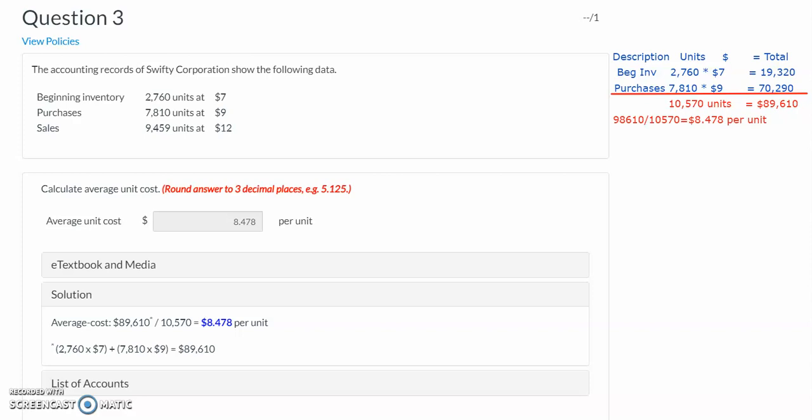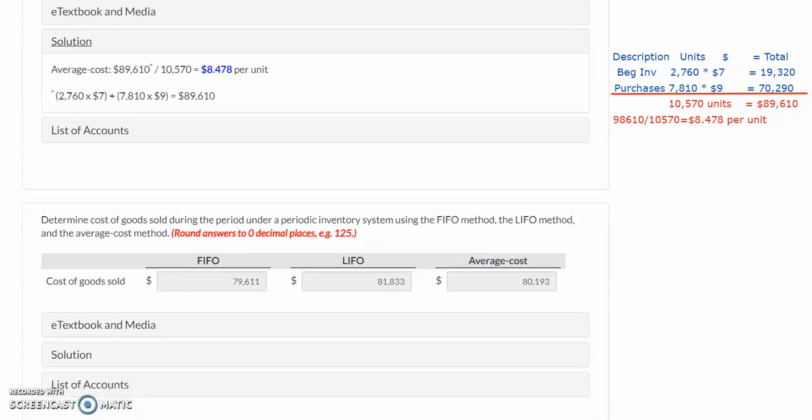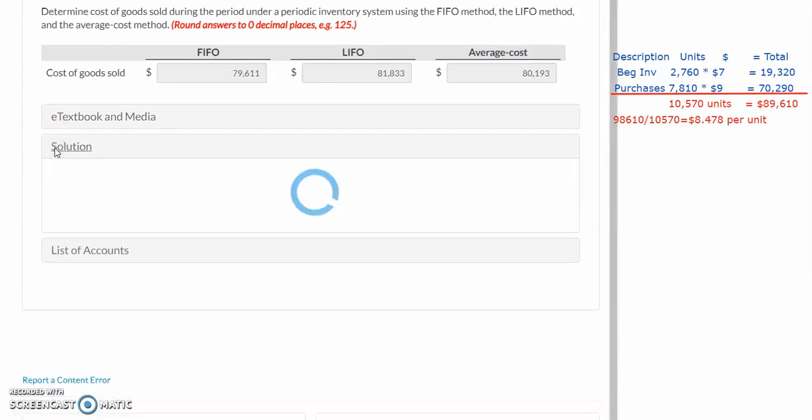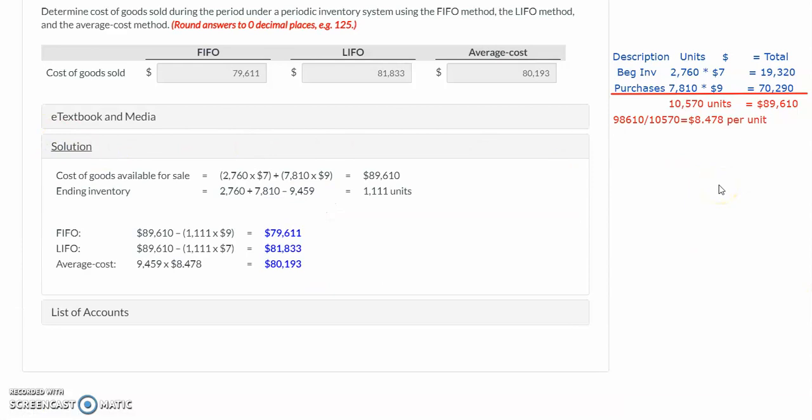The next part of the problem is to compute the cost of goods sold during the period under FIFO, LIFO, and weighted average. So we want to compute it under all three methods. I'm going to go over how I usually address these types of questions, so hopefully seeing it in different ways will help you out. The first method I'm going to do is the FIFO method, which means first in, first out. I'm going to split this up into two steps: cost of goods sold and ending inventory.